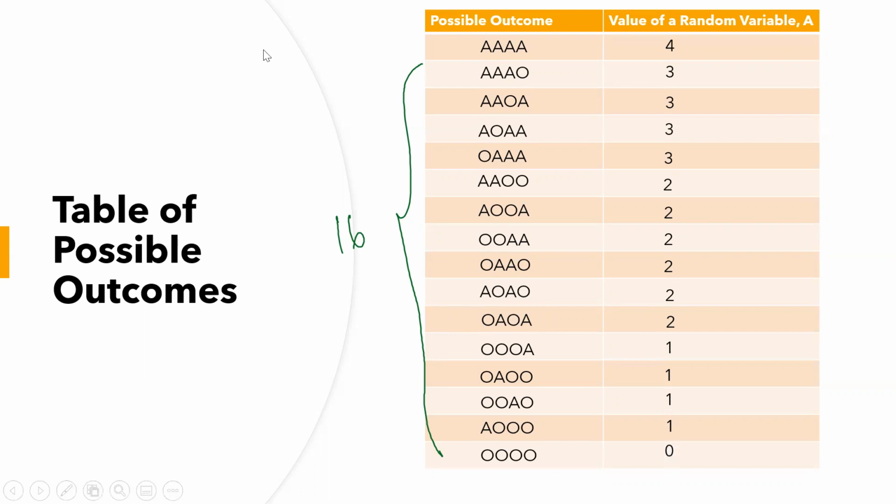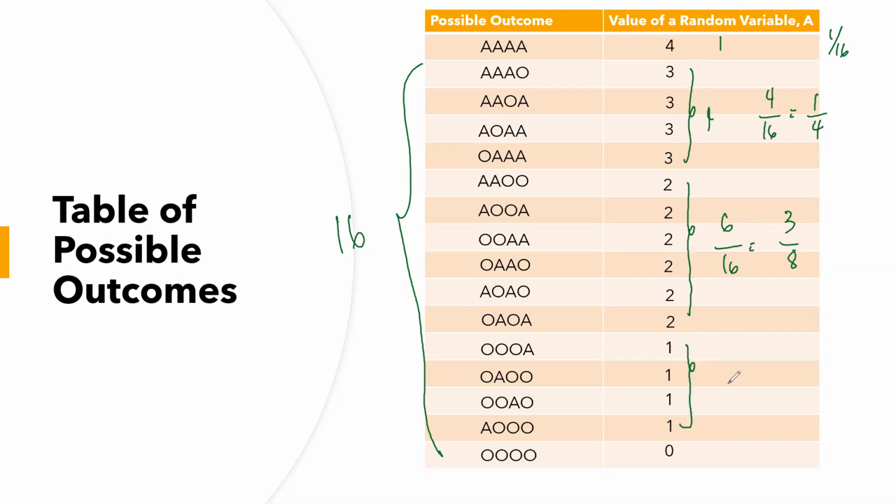Now we're going to count how many 4's we have. It's 1, that's why the probability is 1 over 16. For 3 apples, we have 4, so it's 4 over 16, reduced to 1 over 4. Then here we count 1, 2, 3, 4, 5, 6, so it's 6 over 16, reduced to 3 over 8. For 1 apple, it will become 4 over 16, or 1 over 4. Then for 0, it will become 1 over 16.